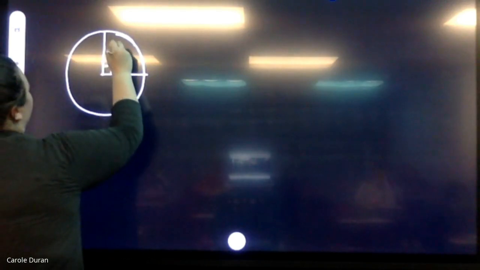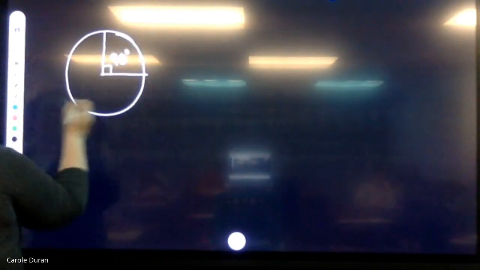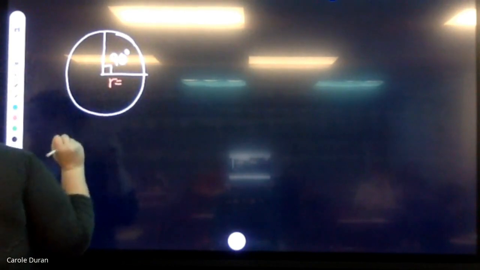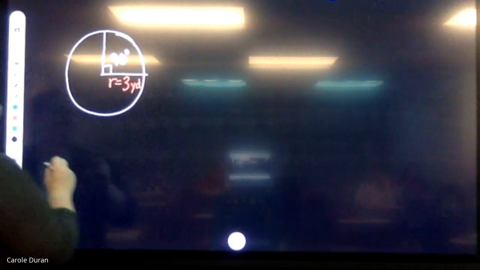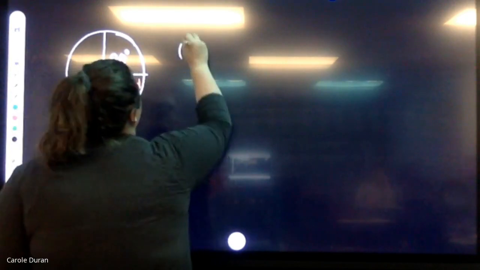Be really quiet. What right angle are we working with? 90 degrees, yep. The circle's radius is 3 yards, actually. 3 yards. Yes, 3 yards. We gotta change that to yards.